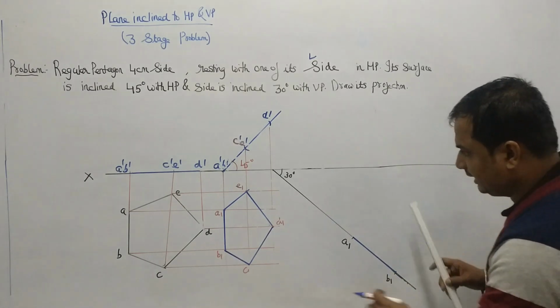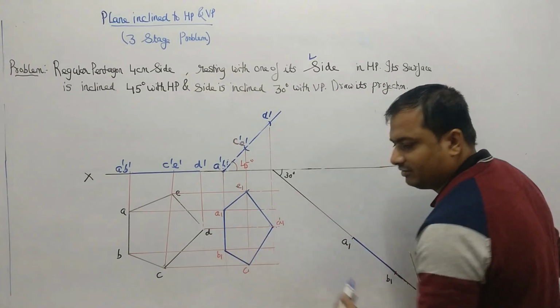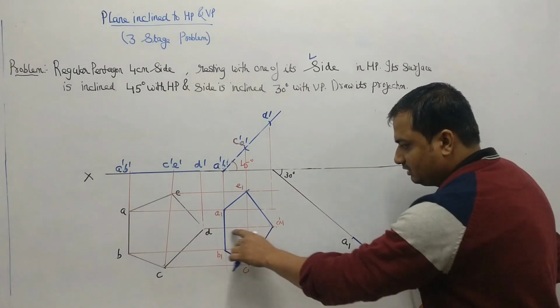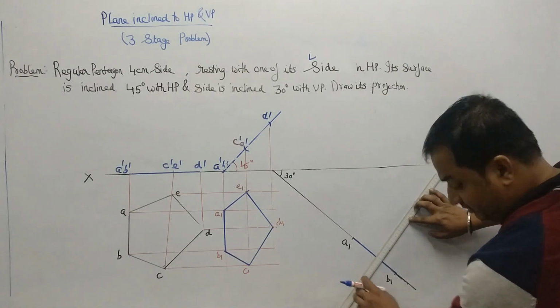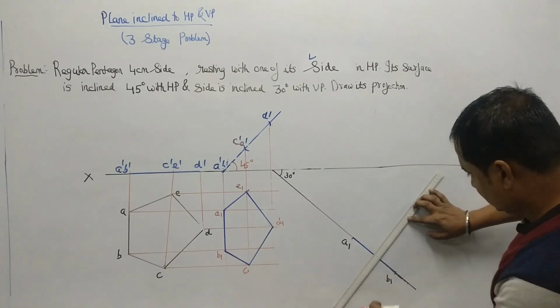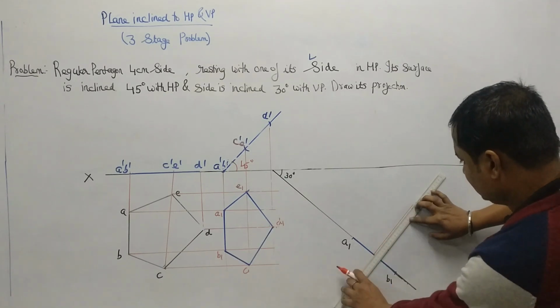Okay, so already I have obtained this A1, B1. Now this D1 is lying on the bisector of A1, B1. So what I will be doing, I will be drawing one bisector of A1, B1 like this. That will be very light.